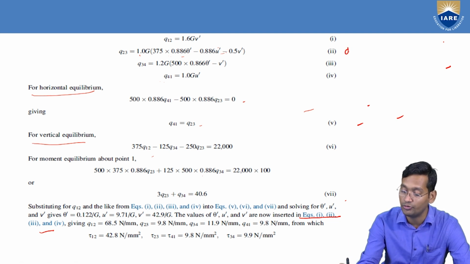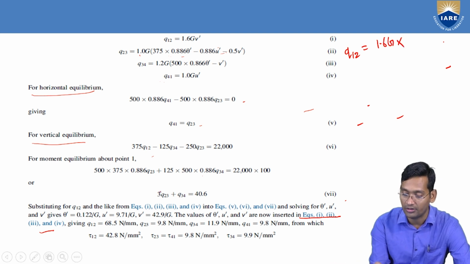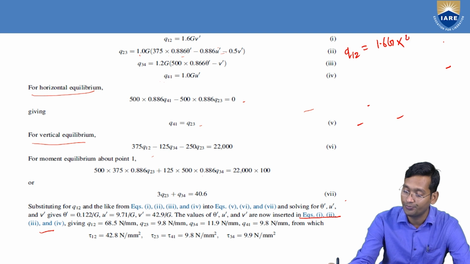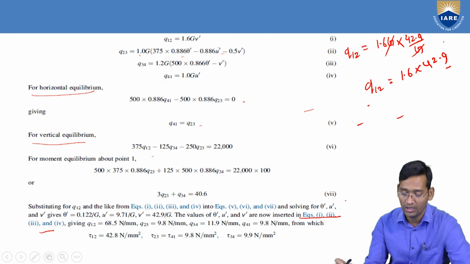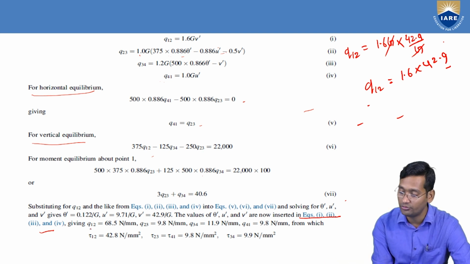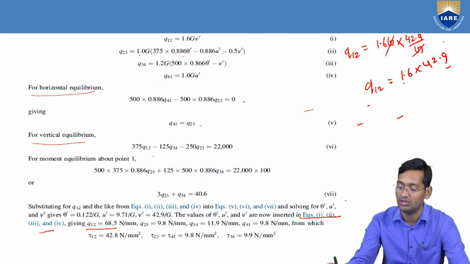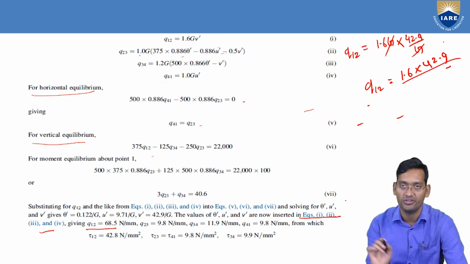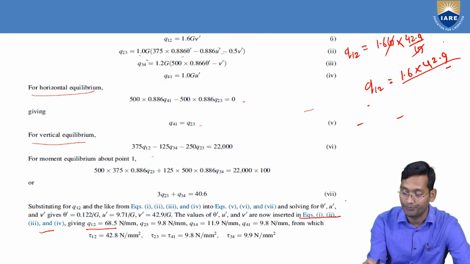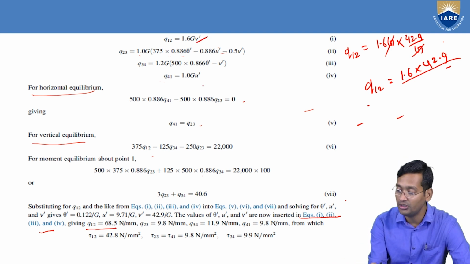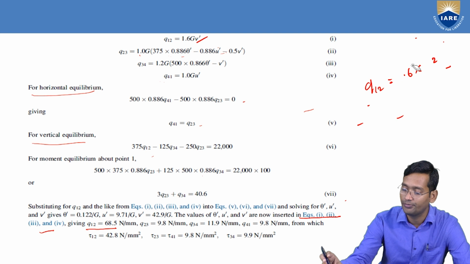42.9. So finally our Q12 will be equals to 1.6 G into what is that? V dash. V dash is 42.9 by G. This G cancel. So Q12 will be equals to 1.6 into 42.9. Okay. So once you multiply, you will get Q12 as 68.5. Now substitute here that V dash we got, right? So simply that Q12. Now in Q23, put the value. Let's see what you are getting.